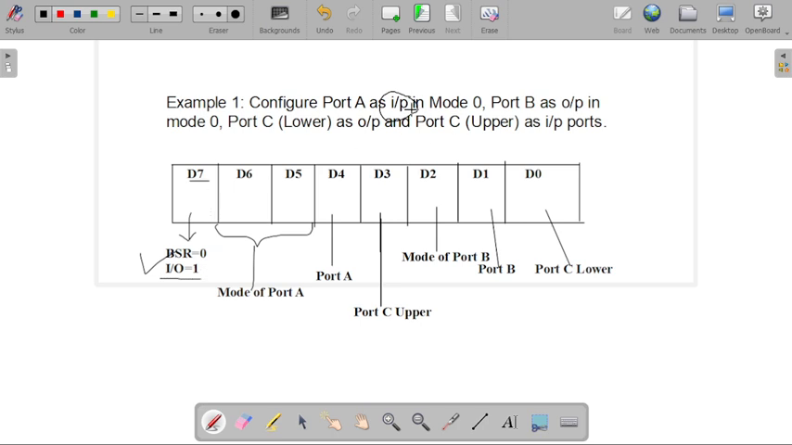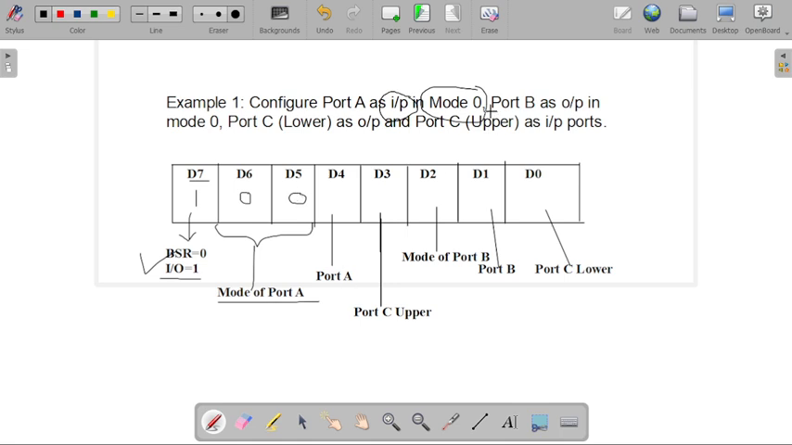So in the example, the mode is given, that is input-output mode. So I'm using here the control word format of our input-output mode. This is also called the control word format programming of 8255, and the command word format of our 8255. So now the next bits will be the D5 bit and the D6 bit. These two bits will be set for the mode of our port A structure. And here in the example, the mode is given, that is mode 0, and for 0, we are writing 0 and 0.